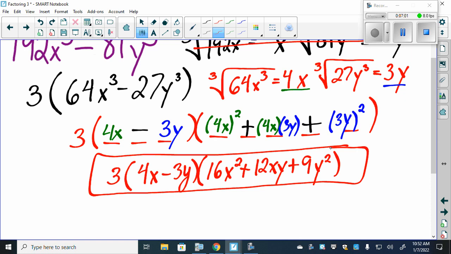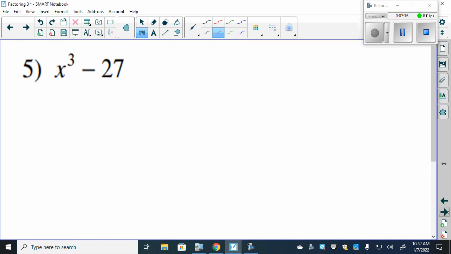Any questions on any of this here? Any questions on anything we've done so far? How do we feel with the sum and difference of perfect cubes? Feel pretty good with these here? All right. Let's look at one last one.